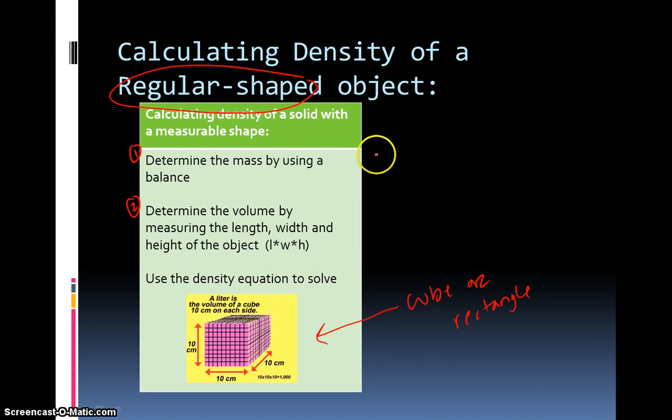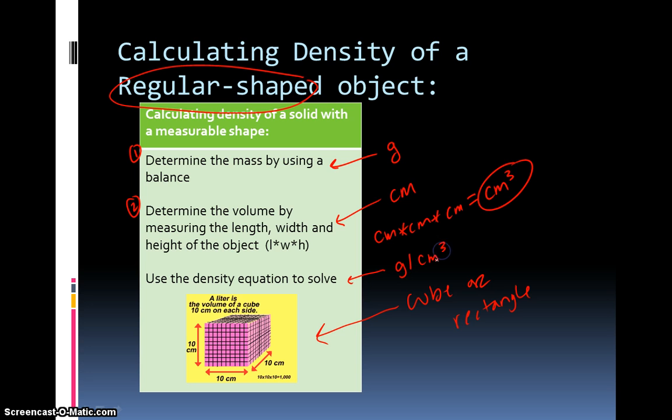Now your mass, we're going to measure in grams, and the volume will be measured in centimeters. How we get our unit is, if our length, width, and height are all in centimeters, you're taking centimeters times centimeters times centimeters, which gets you to your unit of centimeters cubed. It's really important that you pay attention to that. So when we're using our regular shaped object, our density equation will end up with the units of grams per centimeter cubed.